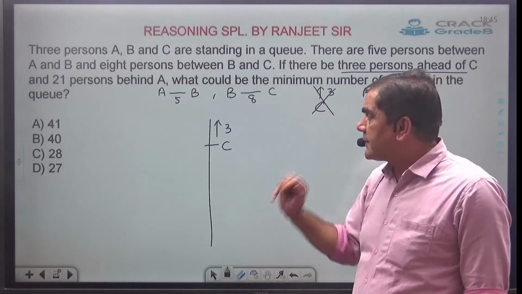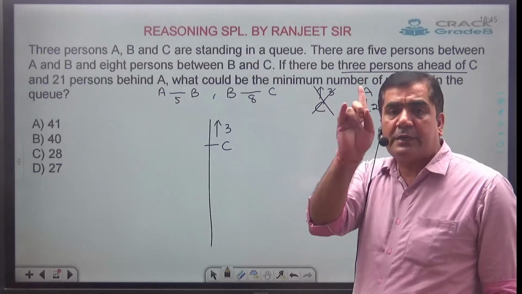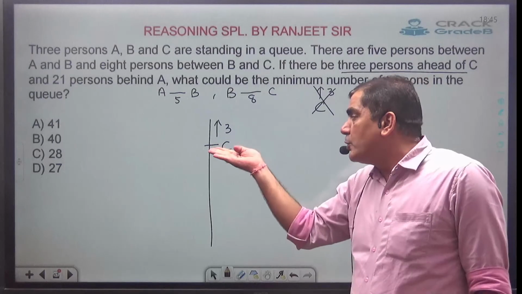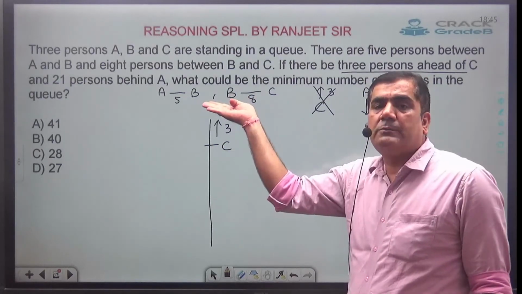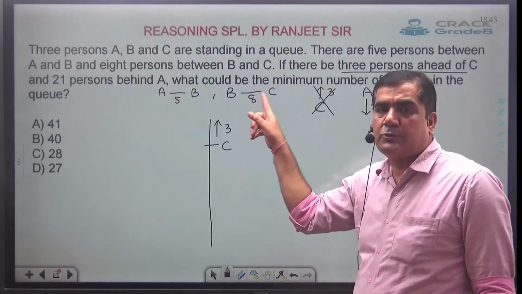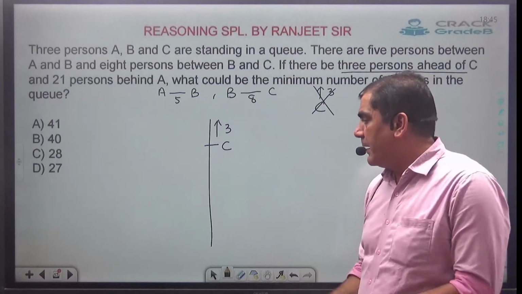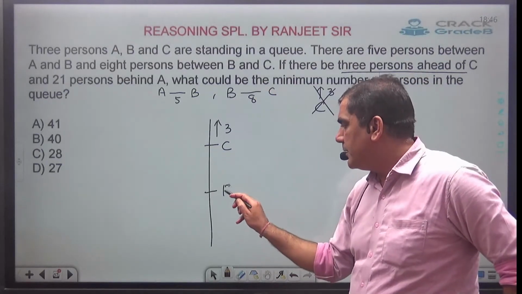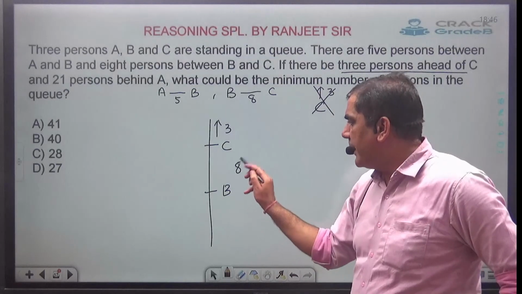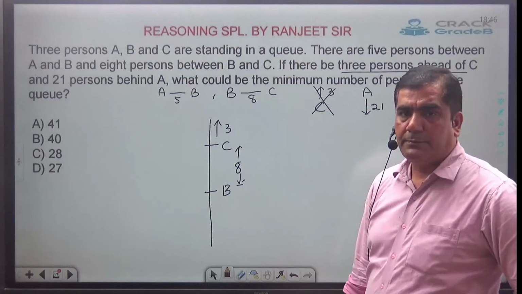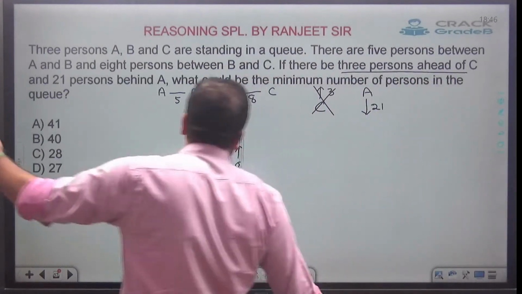So if this is 3 and this condition says B and C must have 8 students in between them, what does it mean? To the top of C, B is not possible because I can't adjust these 8 students, since they have given the condition that top of C there must be 3. So B must be below, and then 8 must be between these two. Clear? Next one.